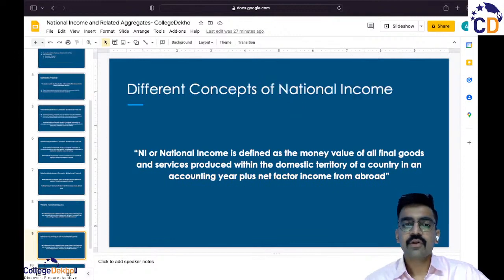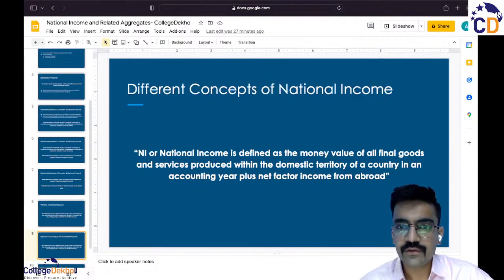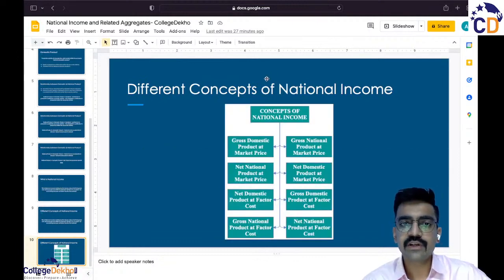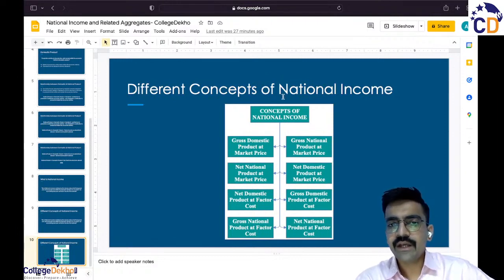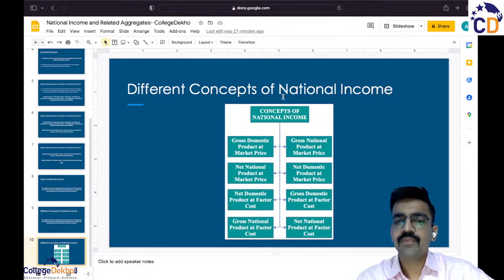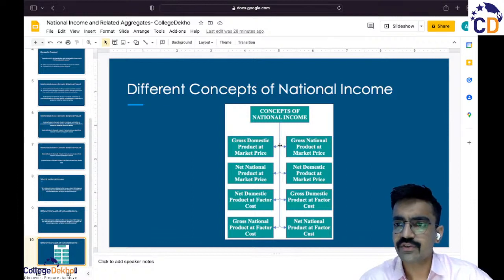Now, let us look at the different concepts of national income. So there are these eight different types of concepts of national income, and the main distinction between them is that there are three types of very basic distinctions. It could either be a gross price or it could be a net price. This is the first distinction, between gross and net.